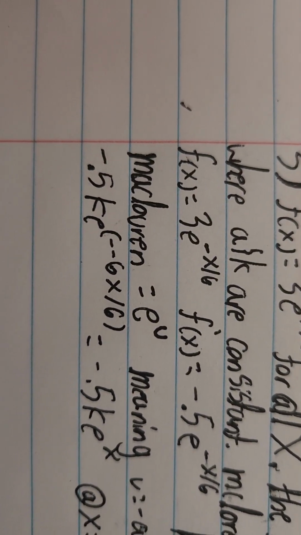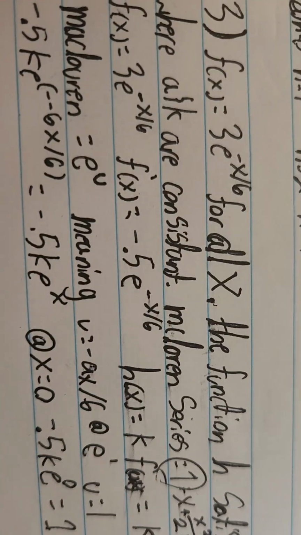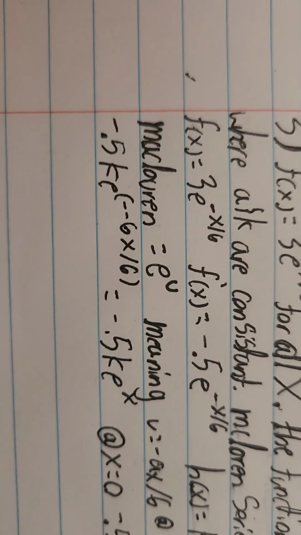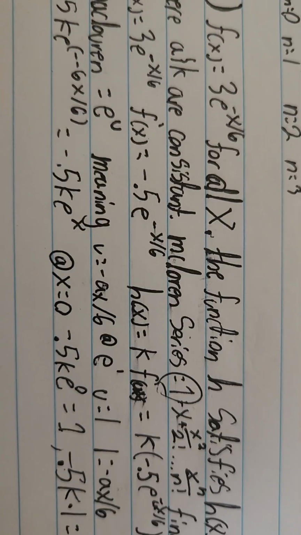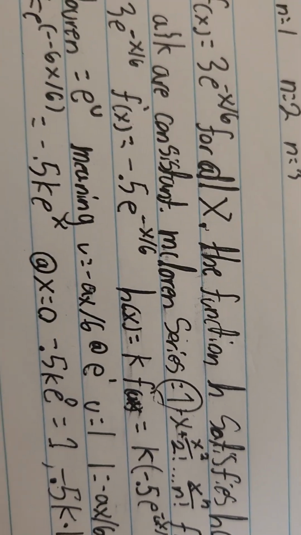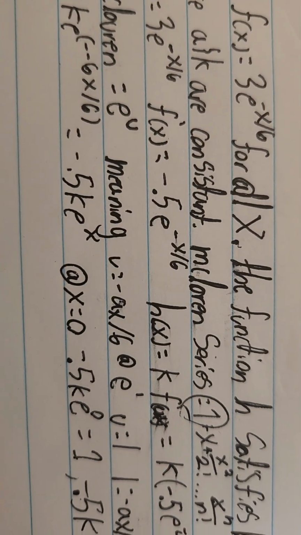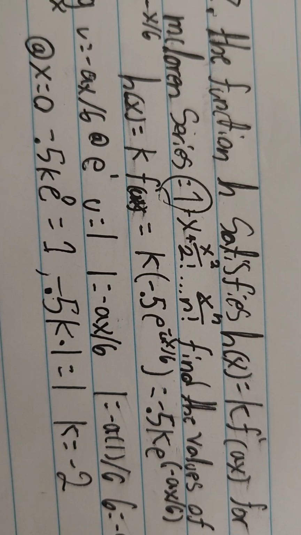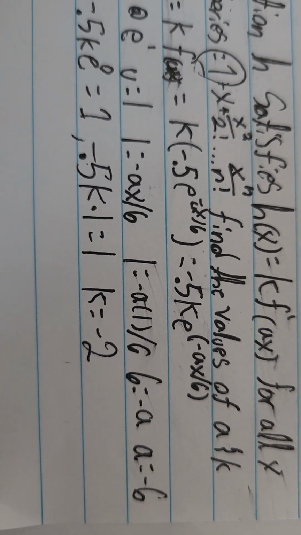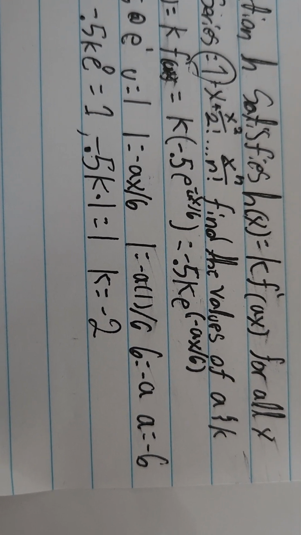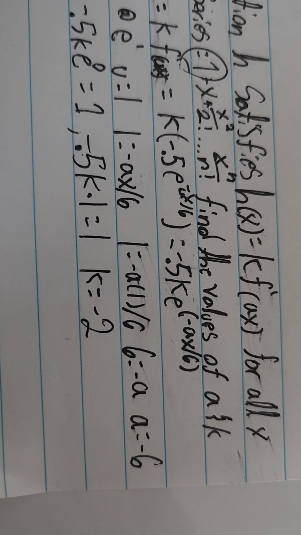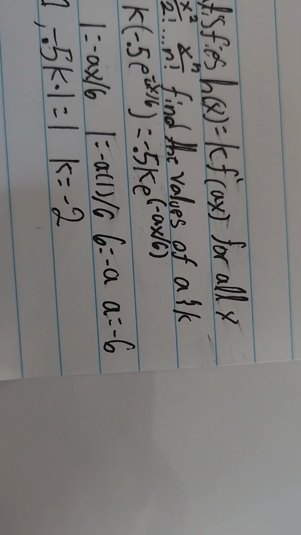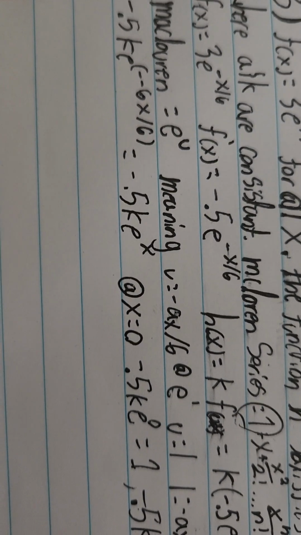Then you go down here for the Maclaurin series. Based off that pattern, you can see that it's just e to the u. That's the basic pattern that any e to the u uses, meaning that u, in this case, equals negative ax over 6. That's e prime. Equaling those there is the answer. When you multiply by 6 and assume that x is 1, you get a equals -6.